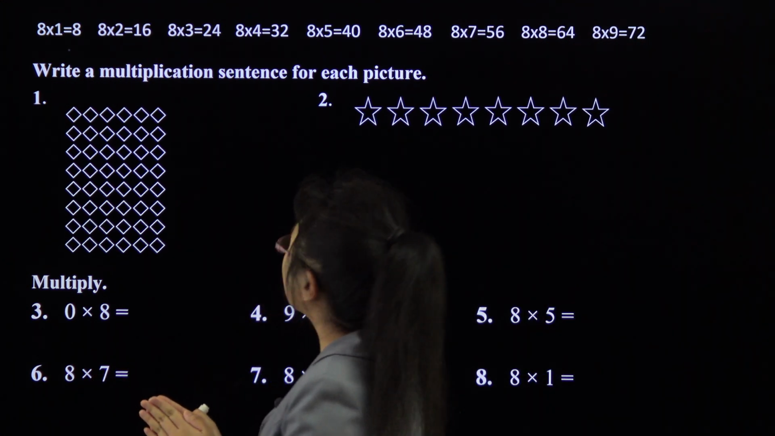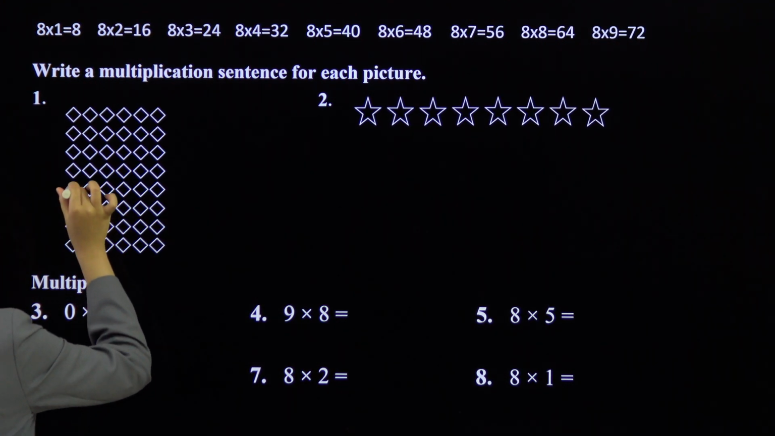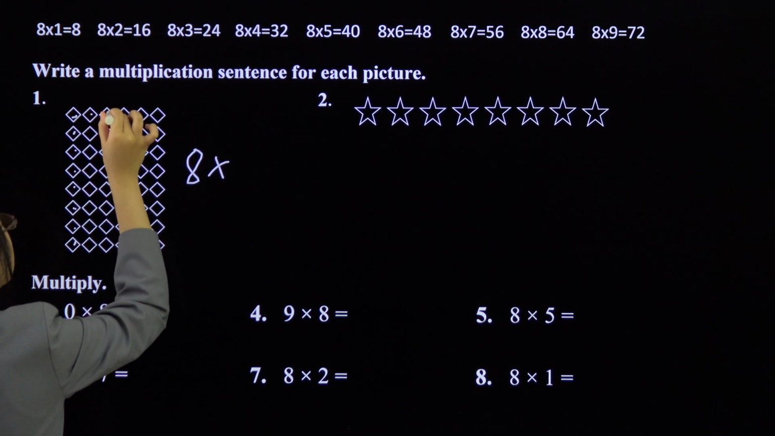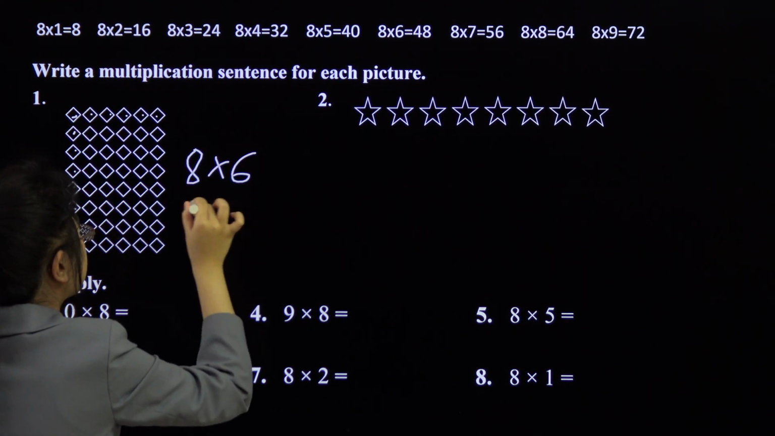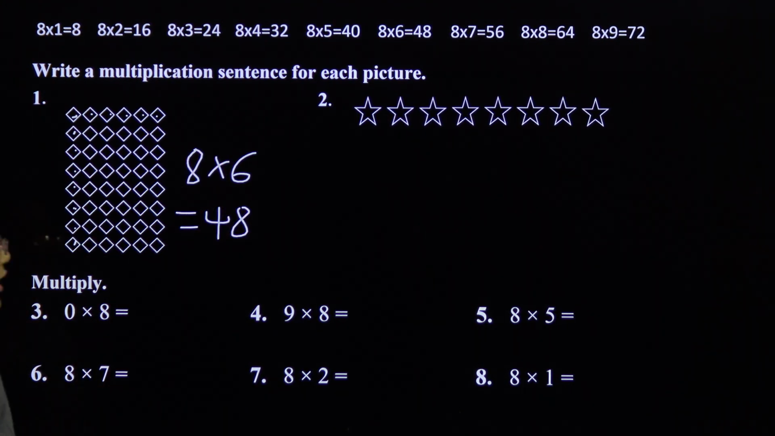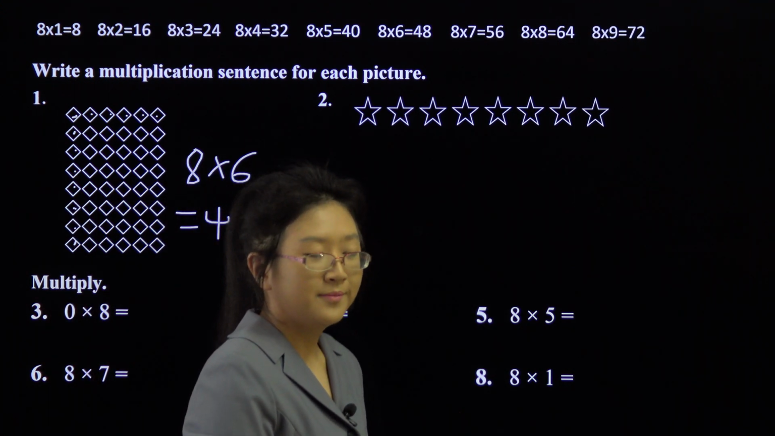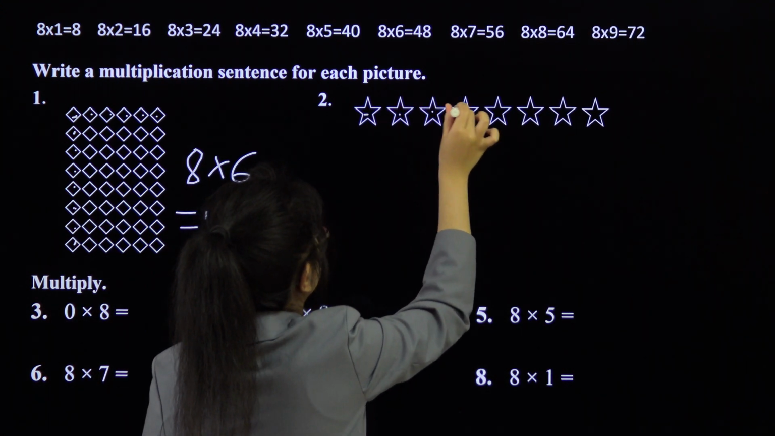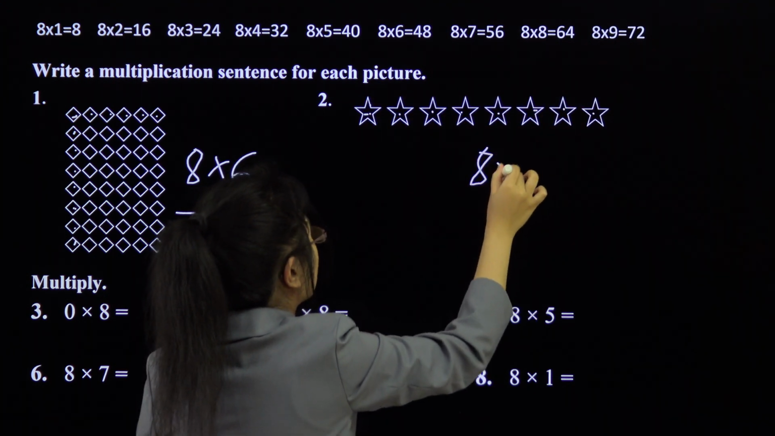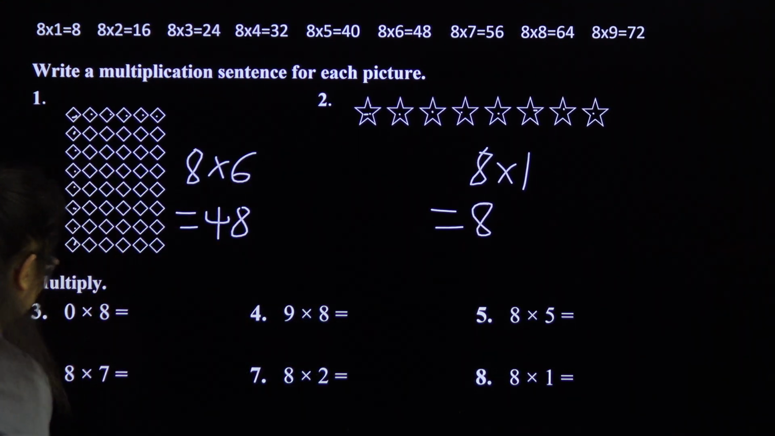Write a multiplication sentence for each picture. Let's do some counting. 1, 2, 3, 4, 5, 6, 7, 8. 8 times 1, 2, 3, 4, 5, 6. 8 times 6 is 48, according to the multiplication table, which you should memorize. Again, 1, 2, 3, 4, 5, 6, 7, 8. 8. 1 times 8 is 8, because of the identity property of multiplication.